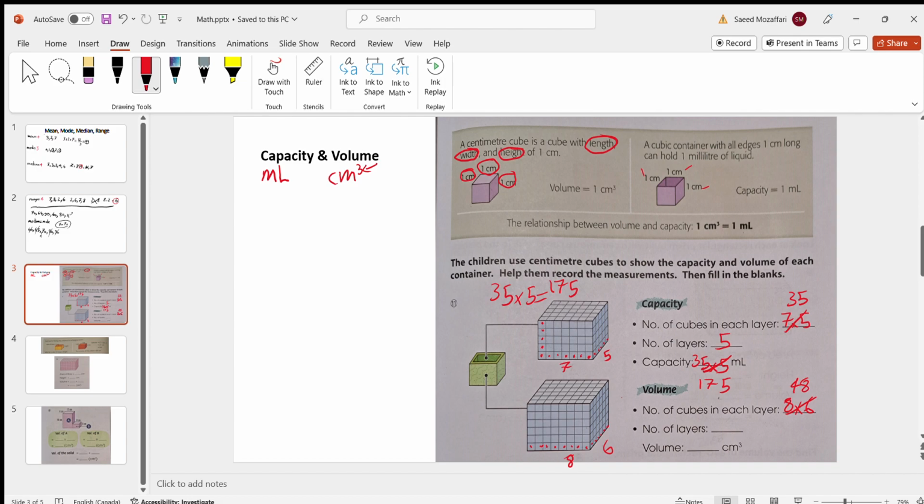Now number of layers: 1, 2, 3, 4, 5, 6. And the volume. So the volume, we could write 48 times 6. So here we could write 48 times 6, or we could simply write 288. Okay, let's go to the next page.